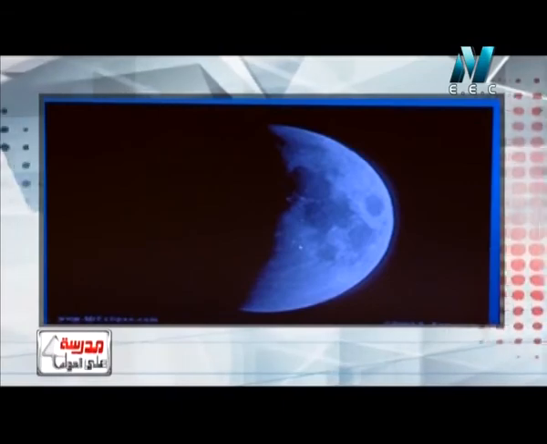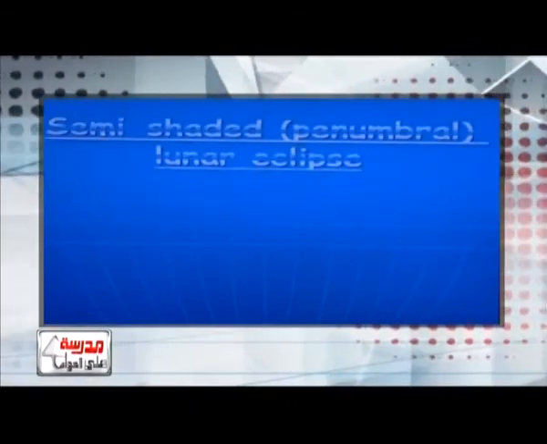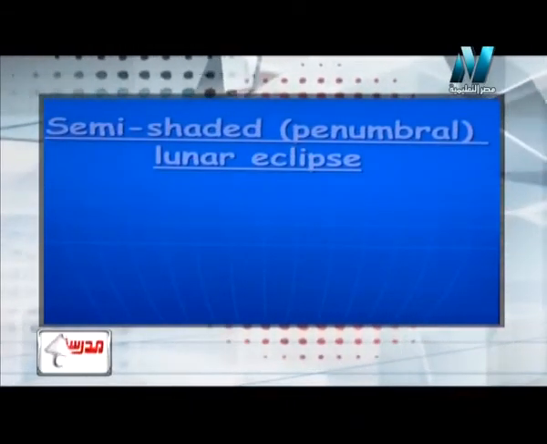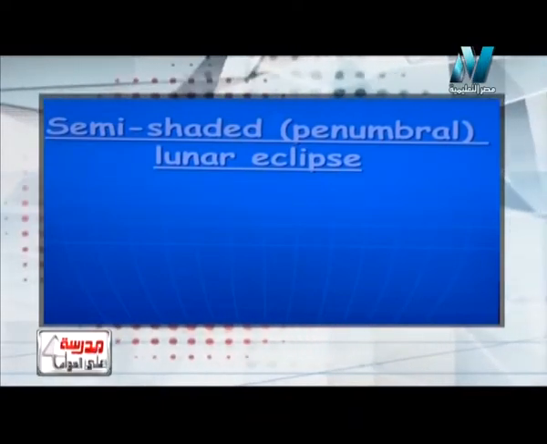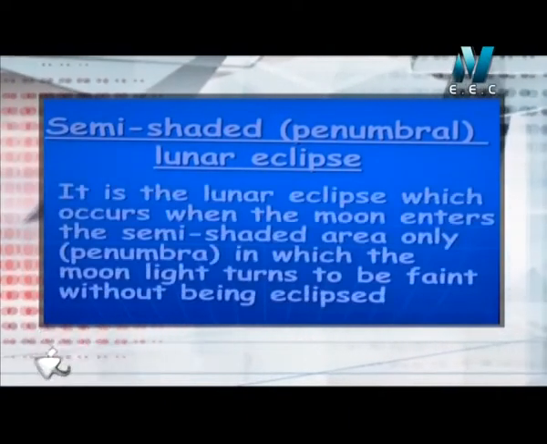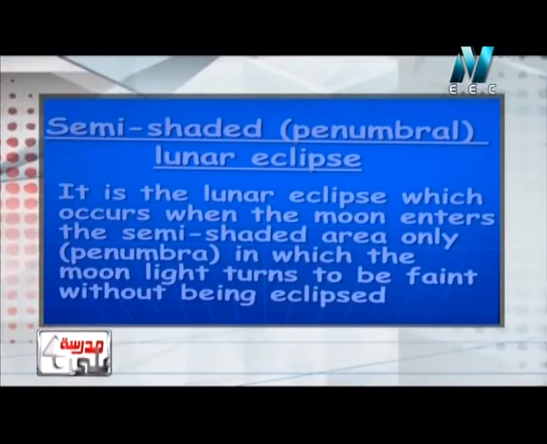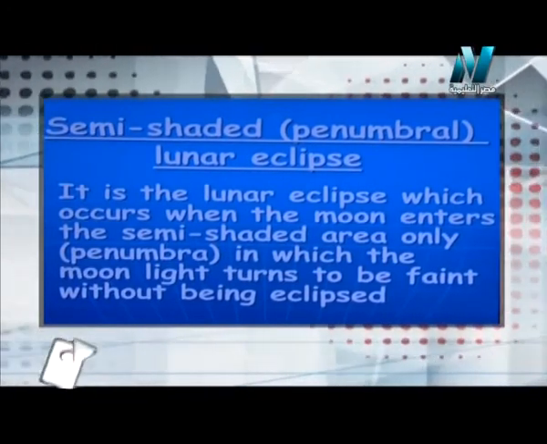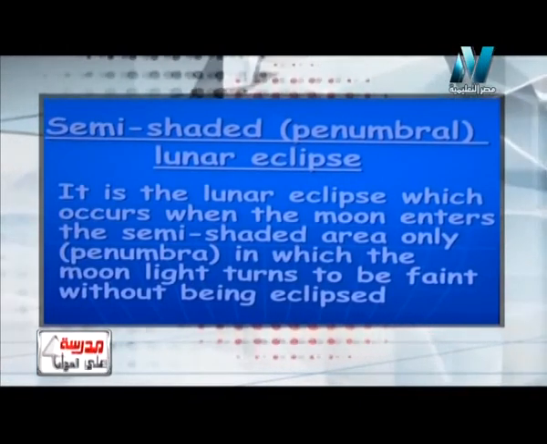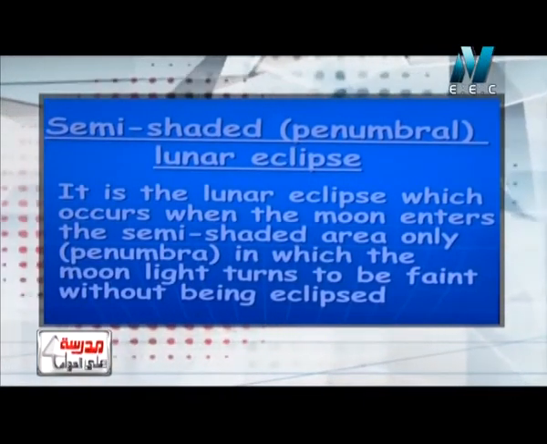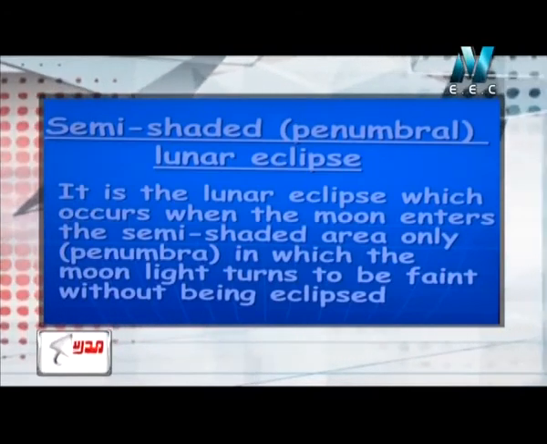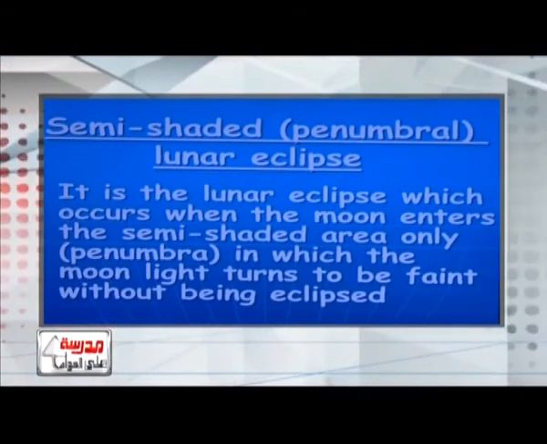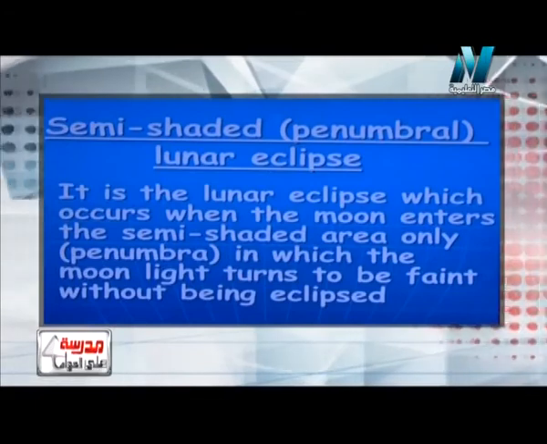So what about the last type, which is called semi-shaded or penumbral lunar eclipse? It occurs when the whole moon enters the penumbra area. So we can say it's the lunar eclipse which occurs when the moon enters the semi-shaded area only, which we call penumbra, in which the moonlight turns to be faint without being eclipsed.